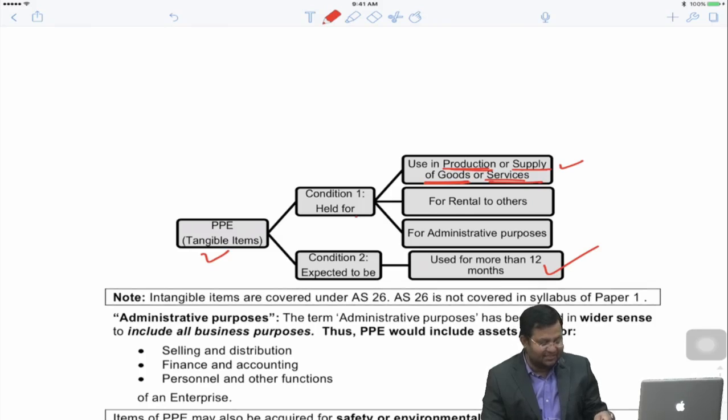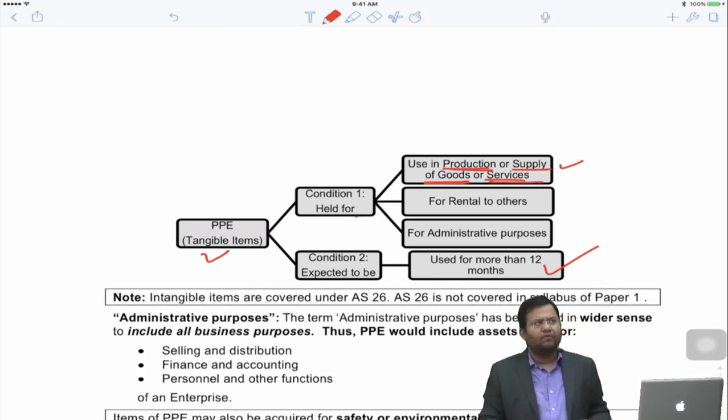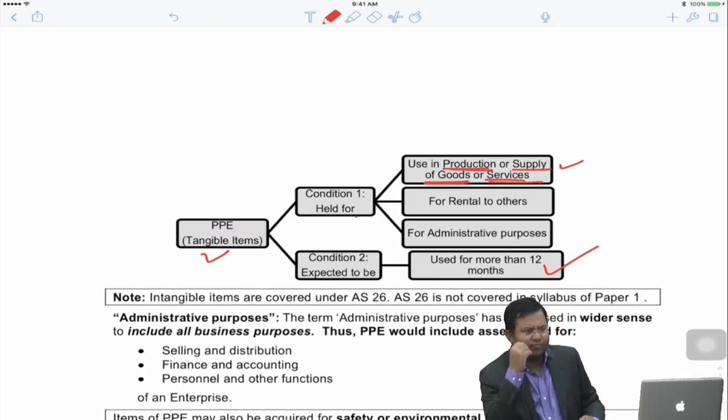That is why, what was the name of the earlier standard? It was Fixed Asset. The old standard did not have the name of PPE. The old standard had the name of what? Fixed Asset. Good. Listen up. Listen to an example.